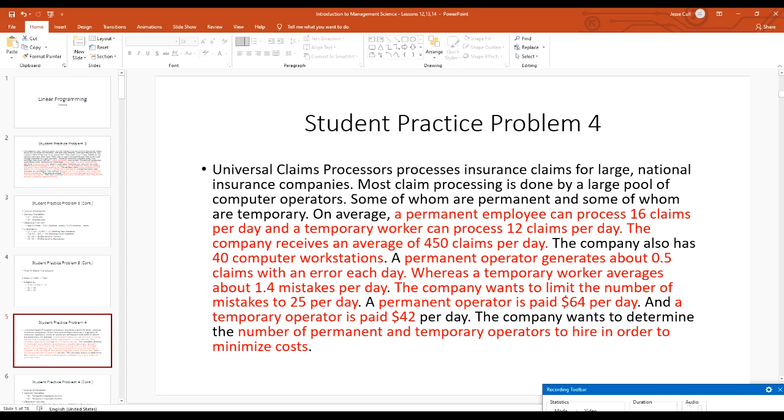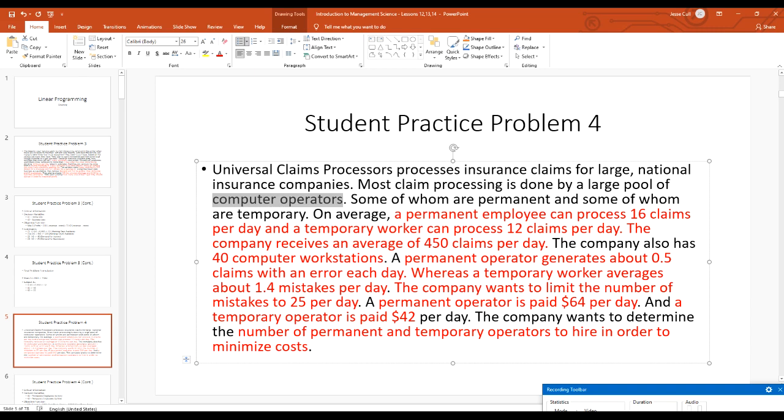The company also has 40 computer workstations. This is relevant because they are computer operators. If they don't have workstations, it will be difficult for them to operate effectively. A permanent operator generates about 0.5 claims with an error each day. A temporary worker averages about 1.4 mistakes per day. The company wants to limit the number of mistakes to 25 per day.